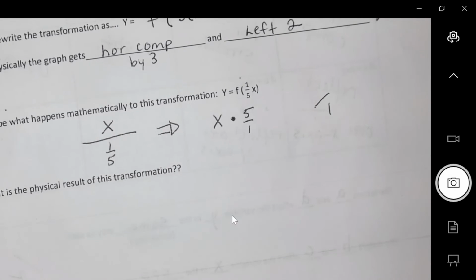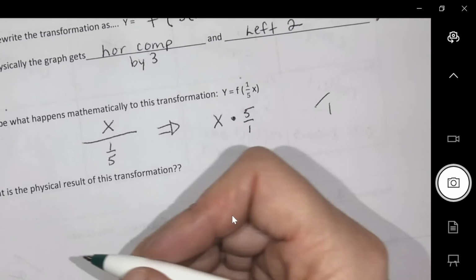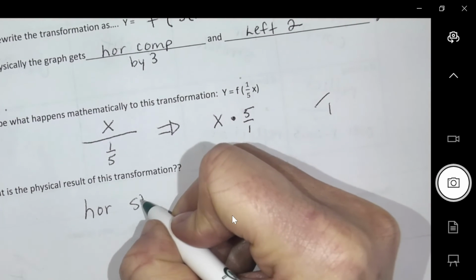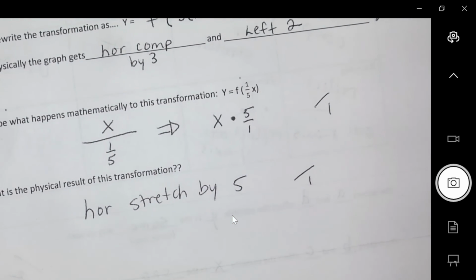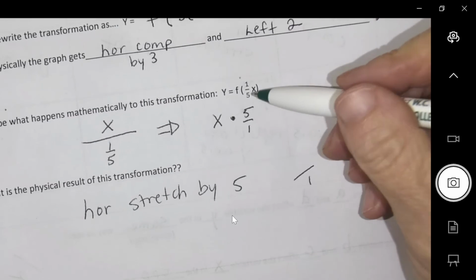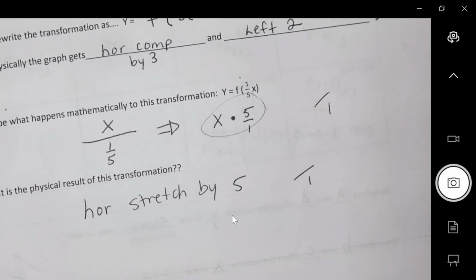So how do I say this in words? So which one? Horizontal compression or stretching? What's physically happening? Stretch horizontally. Horizontal stretch by 5. Okay, and this is why mathematically you ended up timesing by 5.